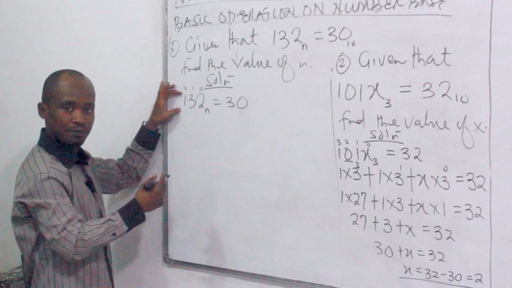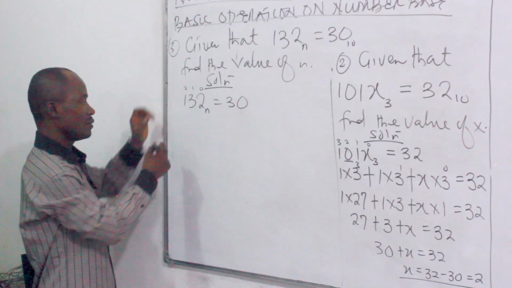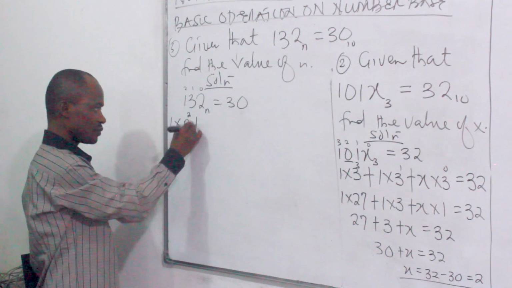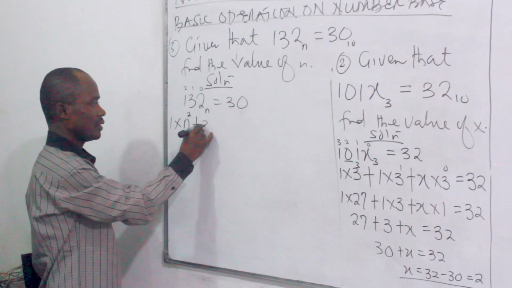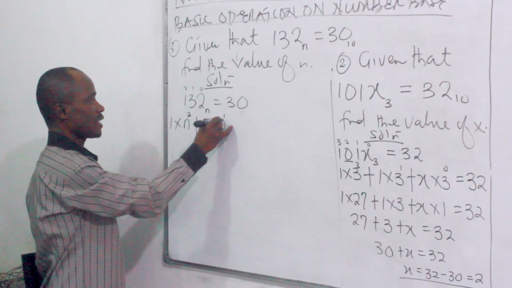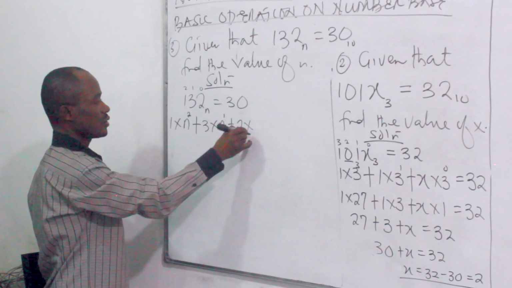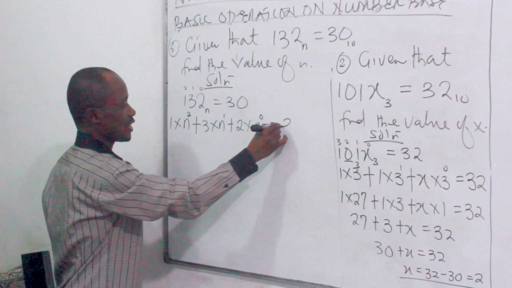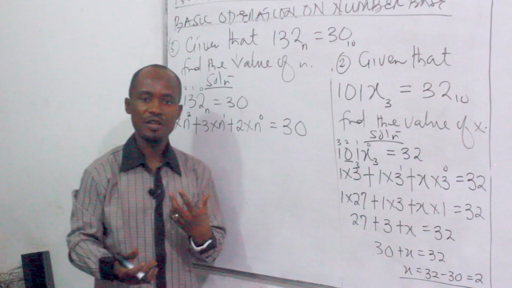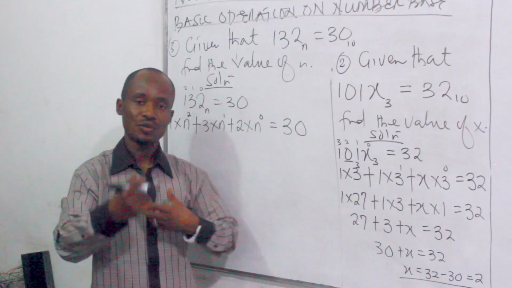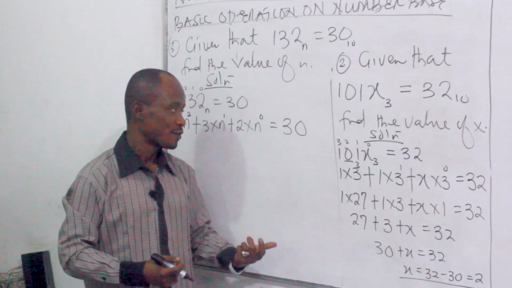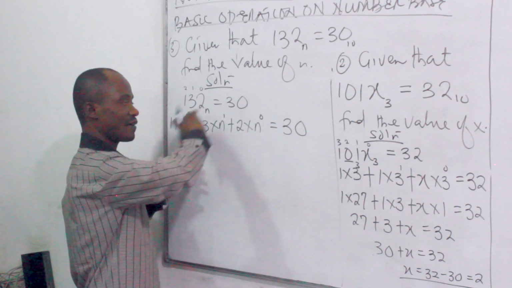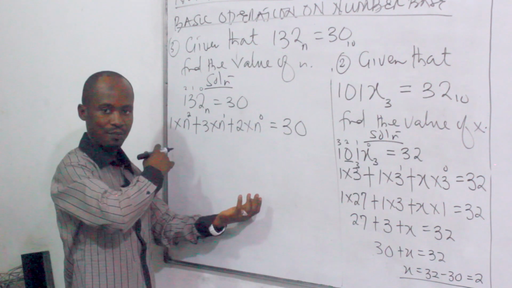We take the first digit, and the first digit here is 1. Take 1, we multiply by the base raised to the power of the assigned digit. Then plus the next digit, 3, times the base raised to the power of the assigned digit. Then plus 2 times the base, which is n, raised to the power of 0, equals the natural base number, which is 30. Even if you convert 30 to base 10, you still have 30. So the idea is to make both sides be on the same base: the right side in base 10, likewise the left side in base 10.